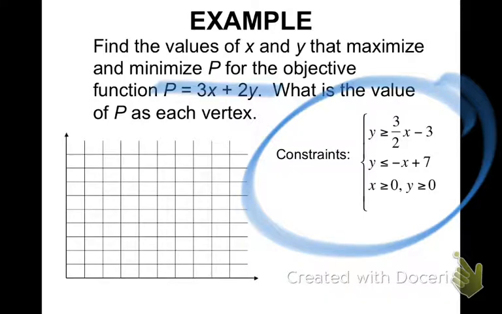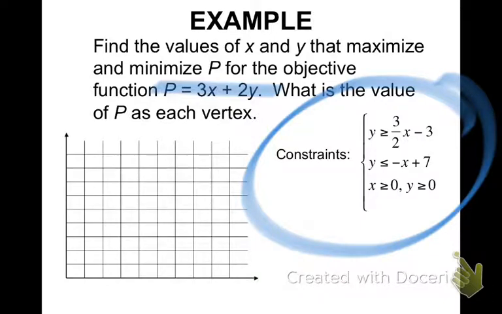So my constraints on the function are the inequality y is greater than or equal to 3/2 x minus 3. y is less than or equal to negative x plus 7. And most likely you're always going to have x is greater than or equal to 0, y is greater than or equal to 0. That 0 may change depending on the situation, but most likely we're not going to have negative numbers, which is what this is telling me, that I can't end up with negative numbers.